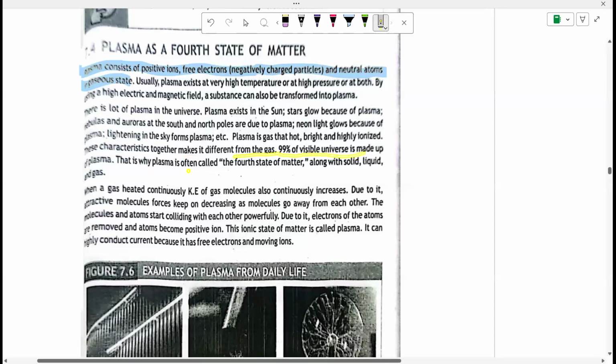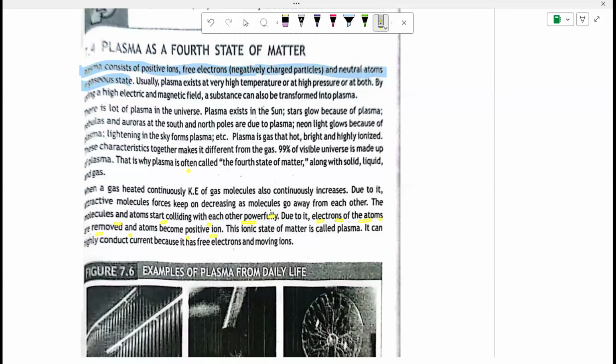99% of the visible universe is made up of plasma. That is why plasma is often called the fourth state of matter along with solid, liquid, and gas. 99% of the visible universe is plasma. When a gas is heated continuously, the kinetic energy of the gas molecules also continuously increases. Due to it, the intermolecular forces keep on decreasing as molecules go away from each other. The molecules and atoms start colliding with each other powerfully, the electrons of the atoms are removed, and the atoms become positive ions.